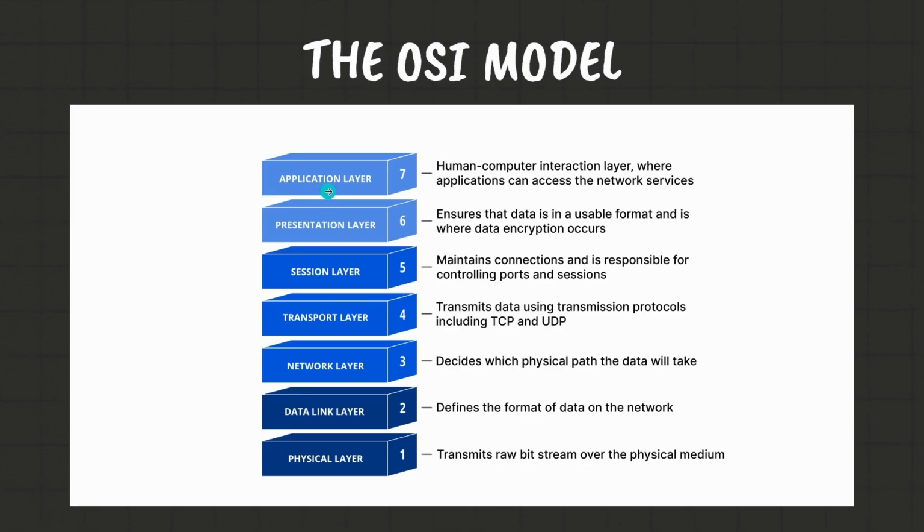Layer 7, or application layer. This layer is where applications like email and web browsers interact with the users. Each layer communicates with the layers above and below it, ensuring the data is transmitted correctly. The OSI model helps us understand how these layers work together to enable communication between devices on a network.